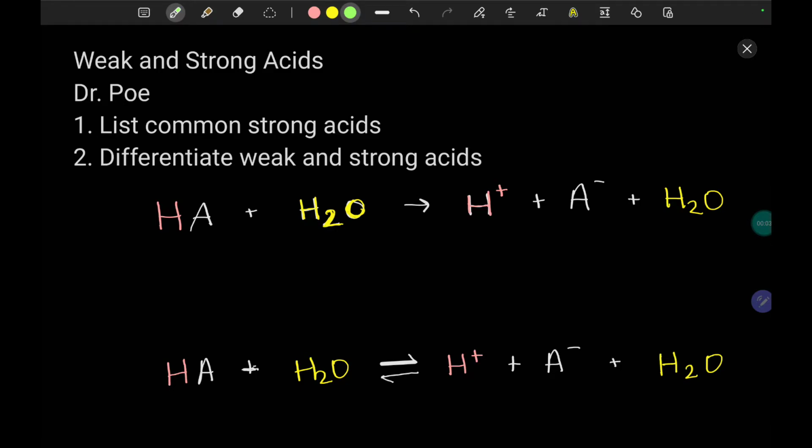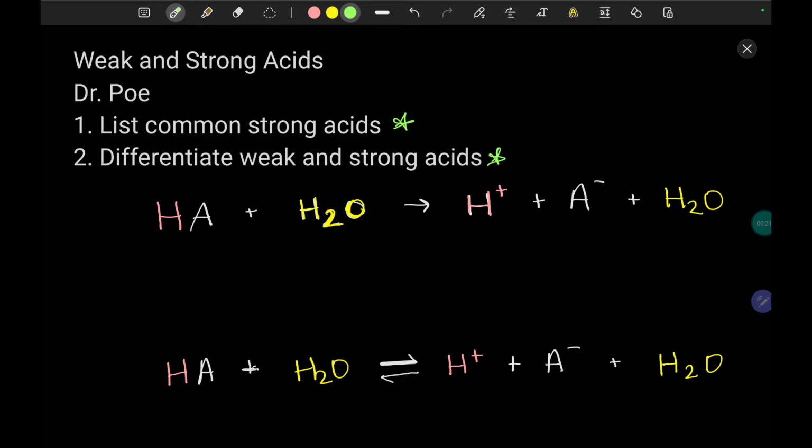In this video, I want to give you some examples of weak and strong acids. You should be able to list the common strong acids because once you're able to memorize those, anything else that you see donating a proton is going to be a weak acid. And we're also going to differentiate weak and strong acids. So let's start with that one.